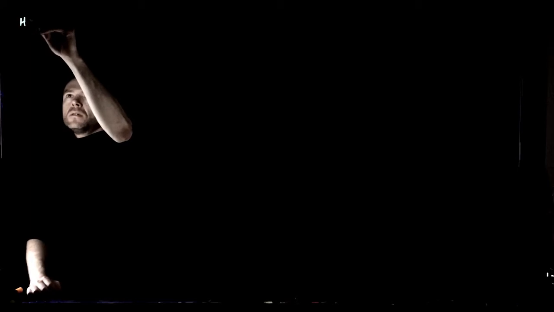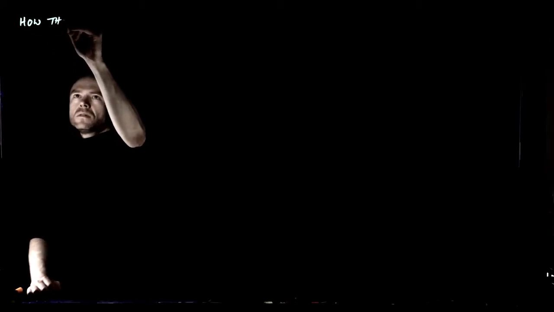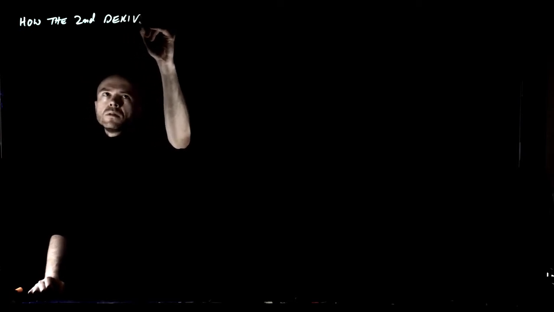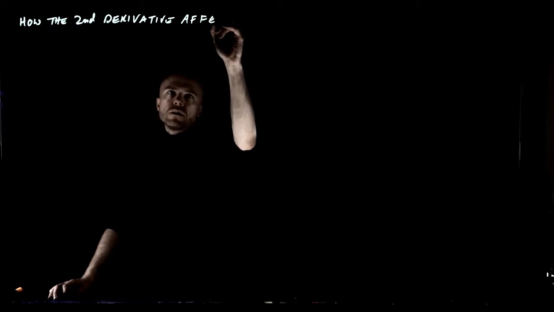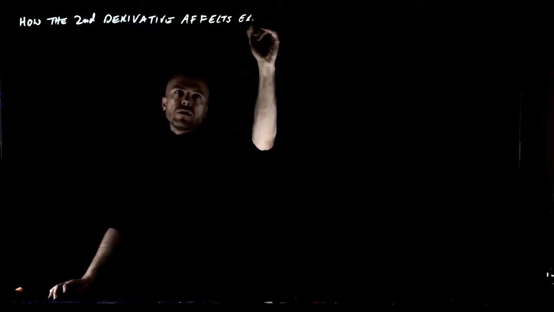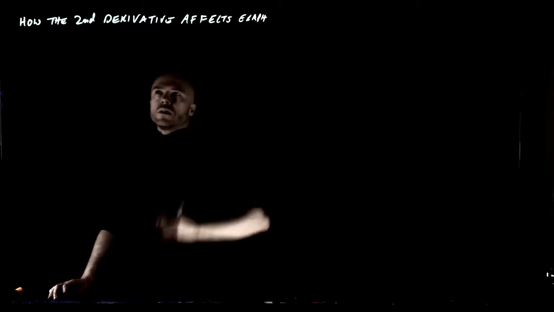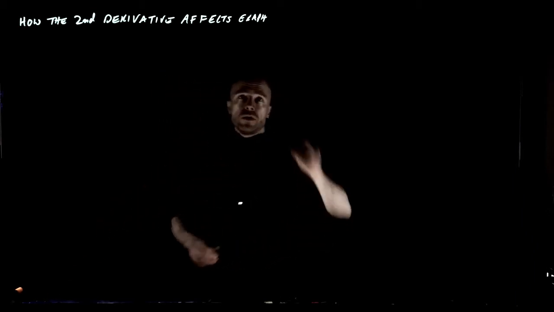So we've been discussing how derivatives affect the shape of the graph, and now we're going to consider the influence of the second derivative on the graph. Okay, so the second derivative affects the graph. Okay, and we start with some definitions.